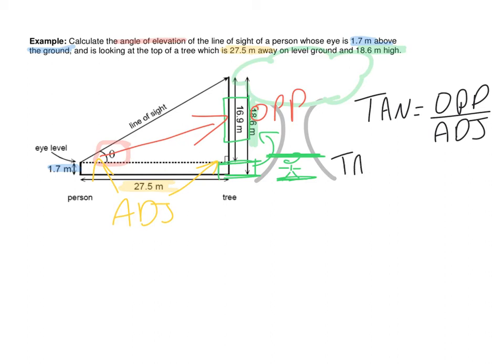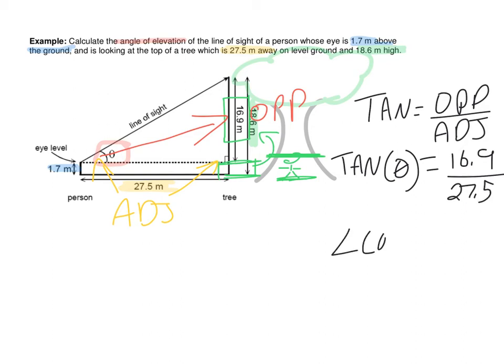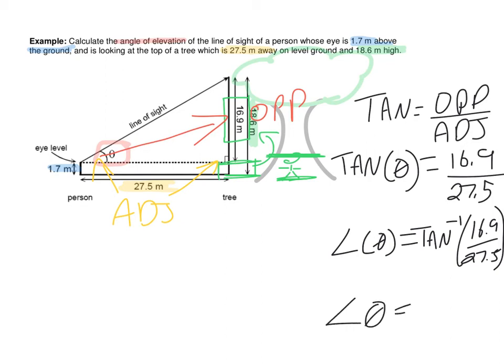We're looking for an angle, so we have tan of theta is equal to our opposite of 16.9 meters over our adjacent of 27.5 meters. So to find angle theta, we are going to use the inverse tan for 16.9 over 27.5. When we work this out in our calculator, we should be finding angle theta is going to be equal to 32 degrees.